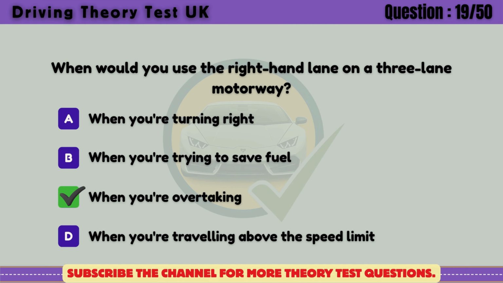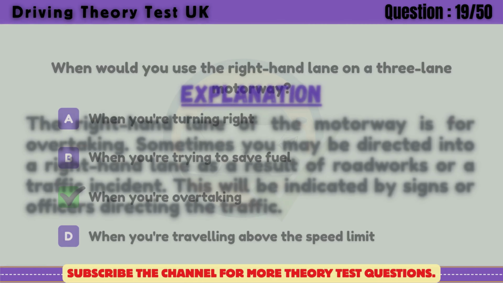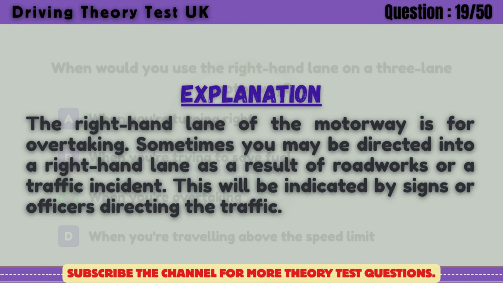Answer is C. When you're overtaking. The right-hand lane of the motorway is for overtaking. Sometimes you may be directed into a right-hand lane as a result of roadworks or a traffic incident. This will be indicated by signs or officers directing the traffic.